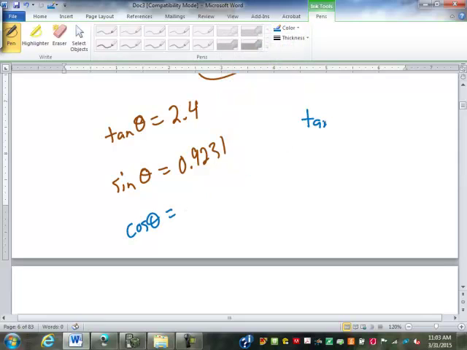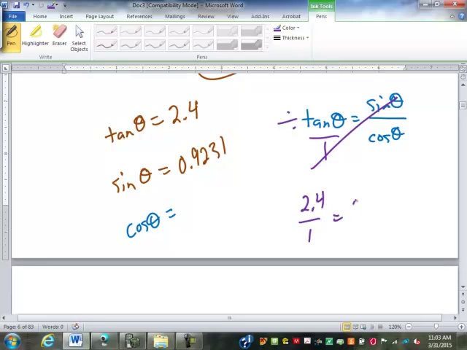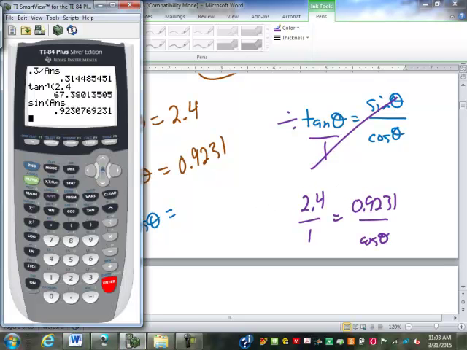Well, the tangent is sine over cosine, right? So I'm going to put a 1 under this, and then we cross multiply and divide. 1 times the sine is the sine, divided by the tangent. So it's 2.4 over 1 equals 0.9231 over the cosine. So 1 times 0.9231 is 0.9231 divided by 2.4 gives us the cosine must be 0.3846.